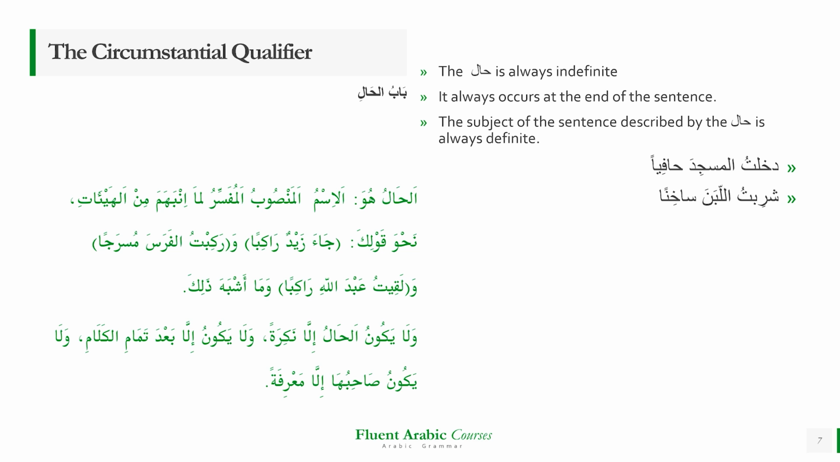So we can say جاء زيد راكبا. Zayd came in the state of riding. So this is the mansub noun which acts as the hal or the circumstantial qualifier. وَرَكِبْتُ الْفَرَسَ مُسْرَجًا. I sat on the horse, or I rode the horse, musrajan, on the saddle or saddled up. وَلَقِيتُ عَبْدَ اللَّهِ رَاكِبًا. I met Abdullah in the state of riding. I met Abdullah when he was in the state of riding.